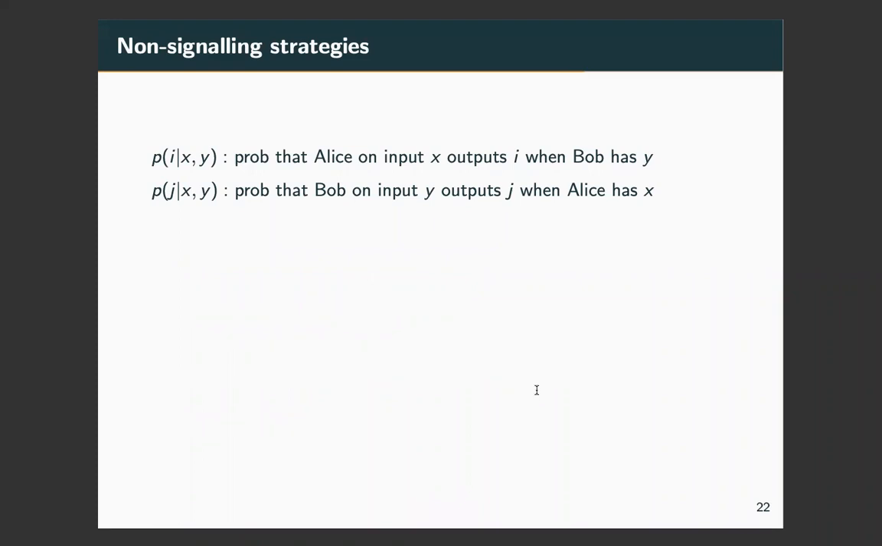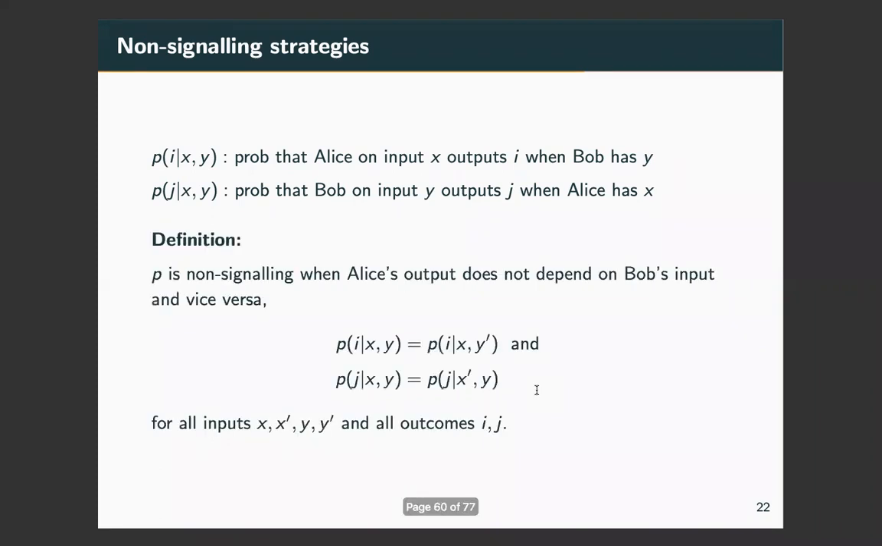We will use P of I given xy to denote the probability that Alice on input x outputs I when Bob has input y. And similarly, we define P of j given xy. We say that the probability distribution P corresponds to a non-signaling strategy if Alice's output does not depend on Bob's input and vice versa. That is, the probability that Alice on input x outputs I when Bob has input y is the same as the probability that Alice on input x outputs I when Bob's input is different, and similarly for Bob.